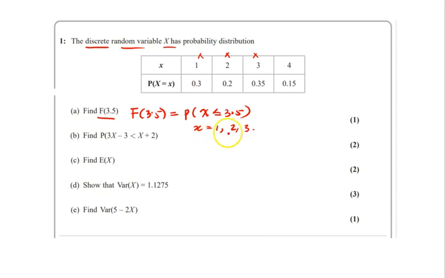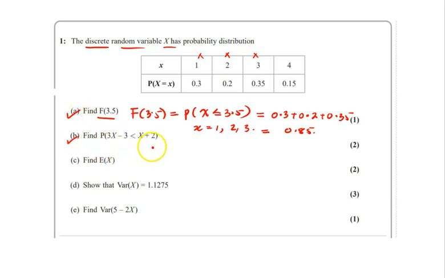So what we do is just add up these probabilities. Probability of 1, 0.3, probability of 2, 0.2, and probability of 3, 0.35. Therefore, your answer is 0.85. So part A is done.